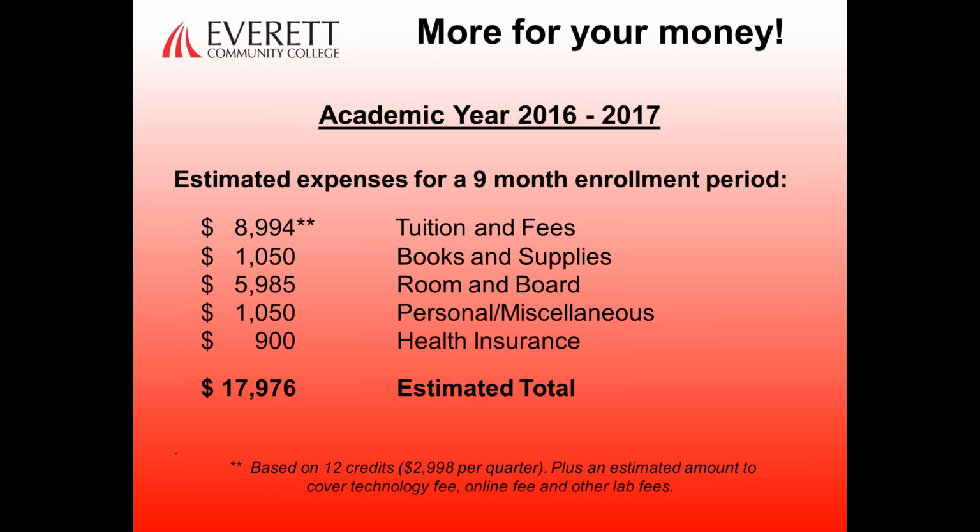So estimated expenses for a 9-month enrollment period, which is one academic year, is $8,994 for tuition and fees. That is the academic year. So that is 3 quarters of study.